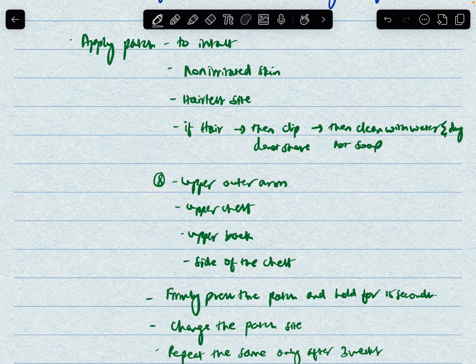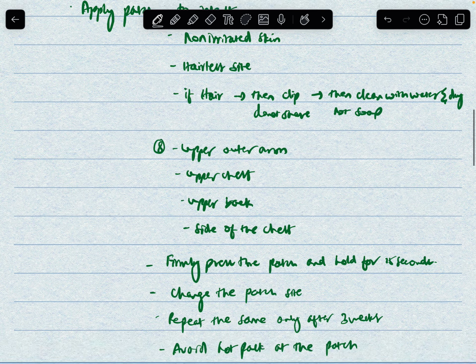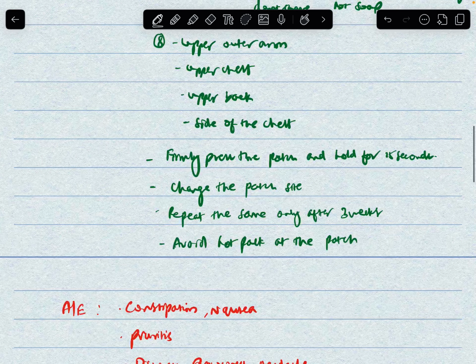And if the patient demands a third patch, or if a patch has to be reapplied to the same site, preferably a gap of more than 3 weeks should be present before you apply the patch to the same site. And avoid any hot pack or any form of fomentation at the site of the patch to avoid pruritus.